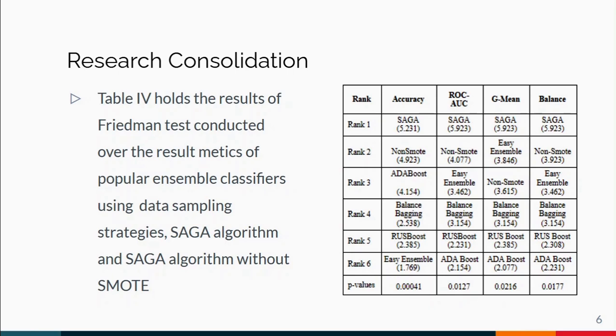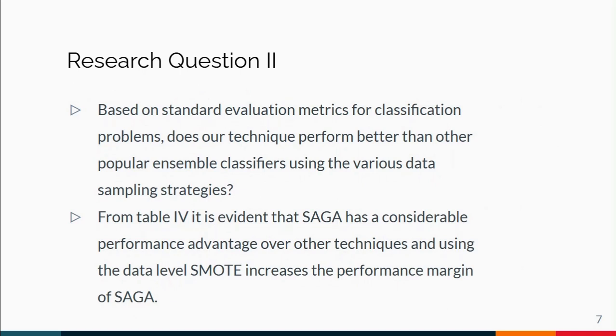Table 4 holds the results of the Friedman test conducted for comparing the performance of SAGA with and without using SMOTE with other techniques. Research question 2. Based on standard evaluation metrics for classification problems, does a technique perform better than other popular ensemble classifiers using the various data sampling strategies? From Table 4, it is evident that SAGA has a considerable performance advantage over other techniques, and using data level mode increases the performance margin of SAGA. SAGA had first rank across averages for all the result metrics. Also, SAGA without SMOTE had second rank across averages of result metrics except G-mean, where it was overtaken by Easy Ensemble.